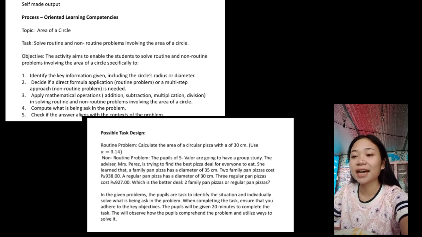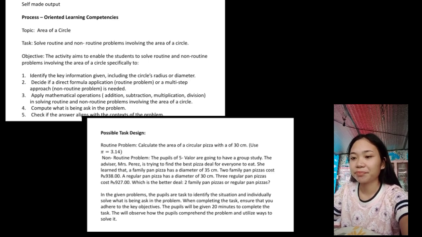In the given problems, the pupils are tasked to identify the situation and individually solve what is being asked in the problem. When completing the task, ensure that you adhere to the key objectives. The pupils will be given 20 minutes to complete the task. The teacher will observe how the pupils comprehend the problem and utilize ways to solve it. That is my possible task design for the process-oriented learning competency.